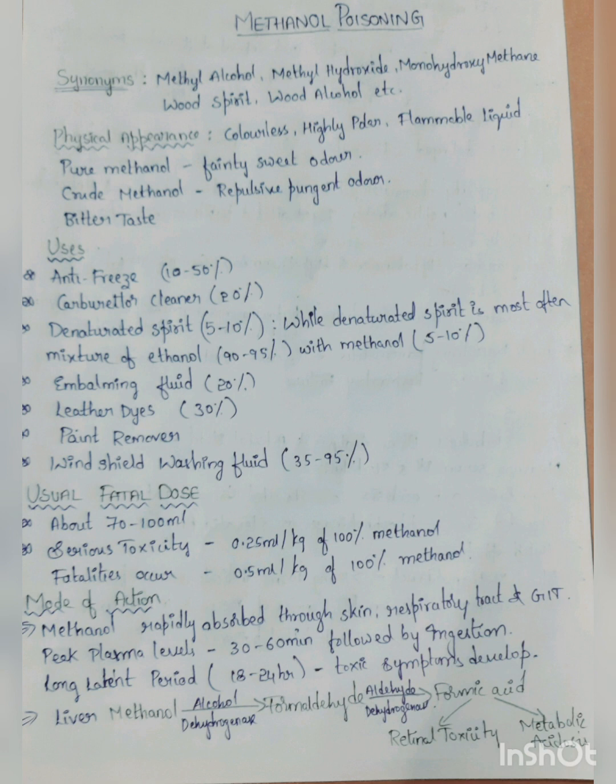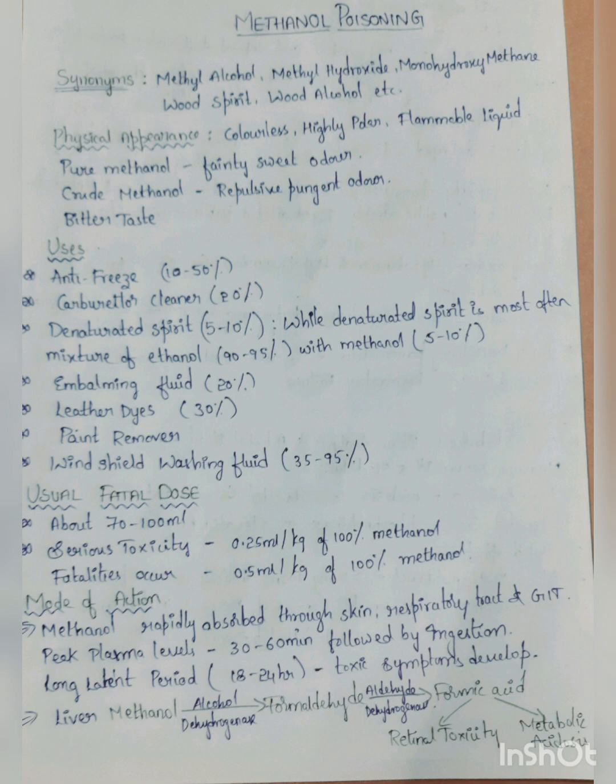So how is methanol metabolized in the body? In the liver, methanol is metabolized. First, methanol is converted to formaldehyde and then it is converted to formic acid. Methanol to formaldehyde conversion takes place by an enzyme known as alcohol dehydrogenase. Formaldehyde to formic acid conversion takes place by the enzyme aldehyde dehydrogenase.